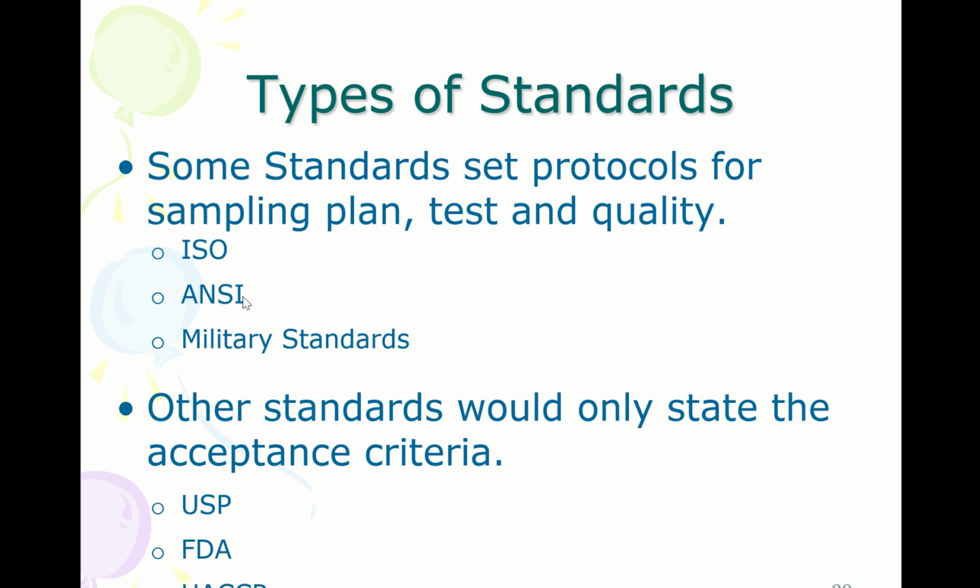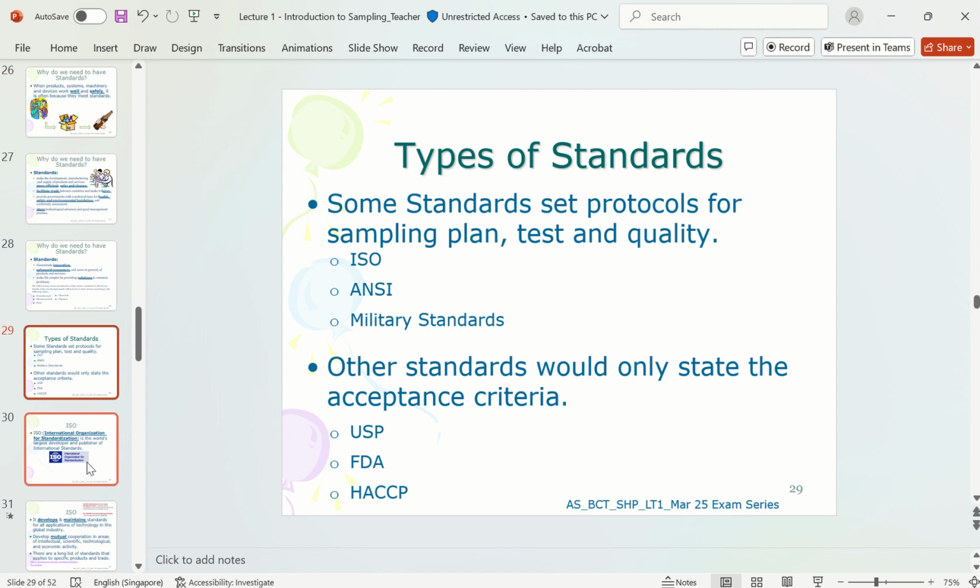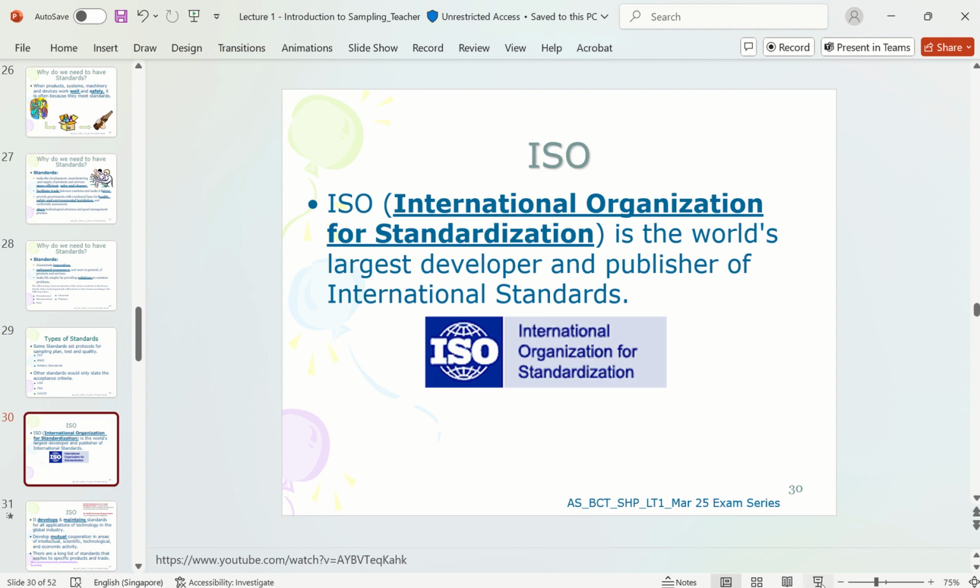These are examples: ISO, obviously, ANSI, military standard. Some international standards will only tell you that you need to meet this requirement, and that's it. They don't tell you how to test or how to collect the sample. They just tell you that in order to meet this USP standard, this is the result you should have. So it's different. These are some examples: USP, FDA, and this one below here is actually HACCP.